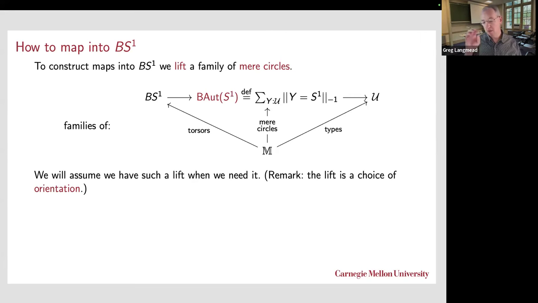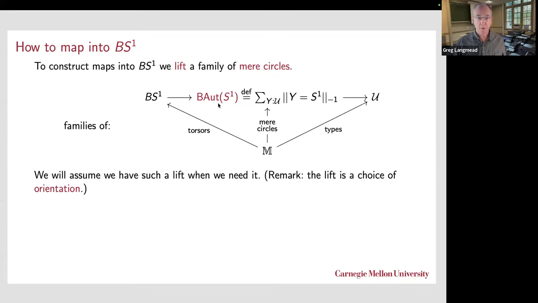So these are types merely equivalent to the circle, which would use the usual notation of B-S-O-one for that. And so we have a candidate map into there, the link, and then it's a property of such a map that it factors through BS1. And we'll assume, like in this talk, we're not going to sweat it too much, that we'll have such a lift whenever we need it. It's a choice of orientation in two dimensions. That's the property that your family of mere circles is oriented, tells you that it factors through this map.